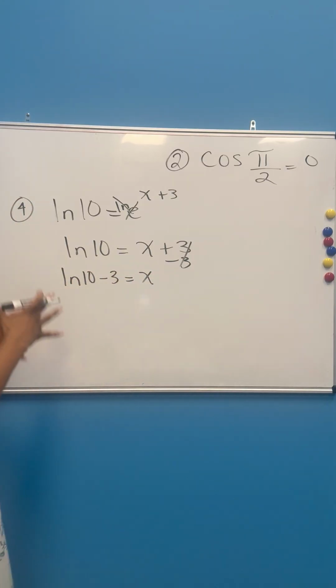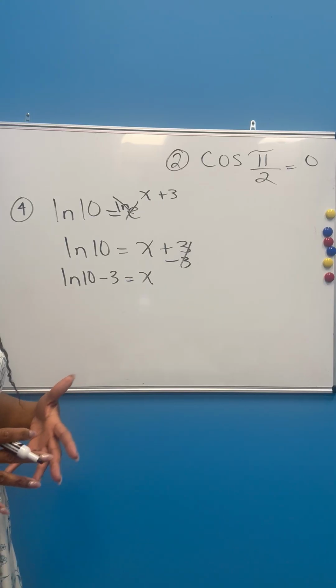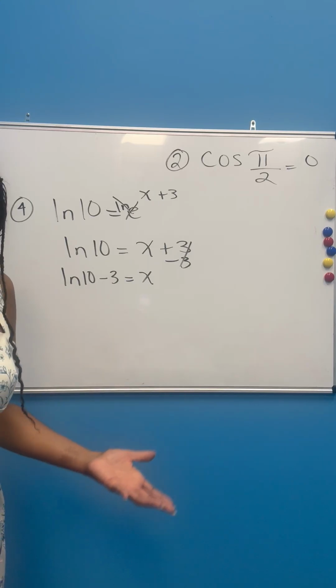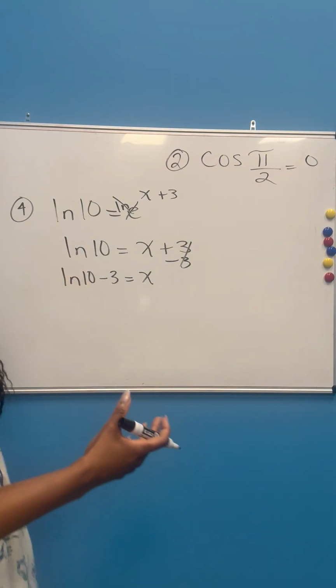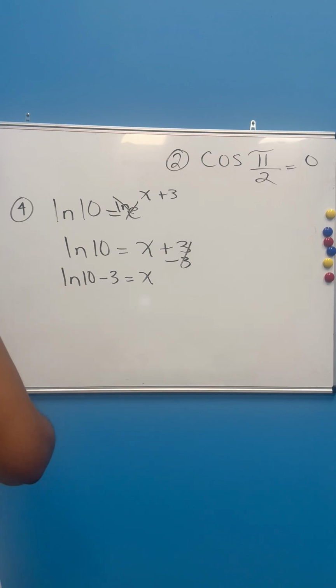So that is an answer. That is a complete exact answer. x equals the natural log of 10 minus 3. Now, if they want the decimal estimation, that's when you will pull out a calculator and see what that gives you. But this is a correct answer. x equals the natural log of 10 minus 3.